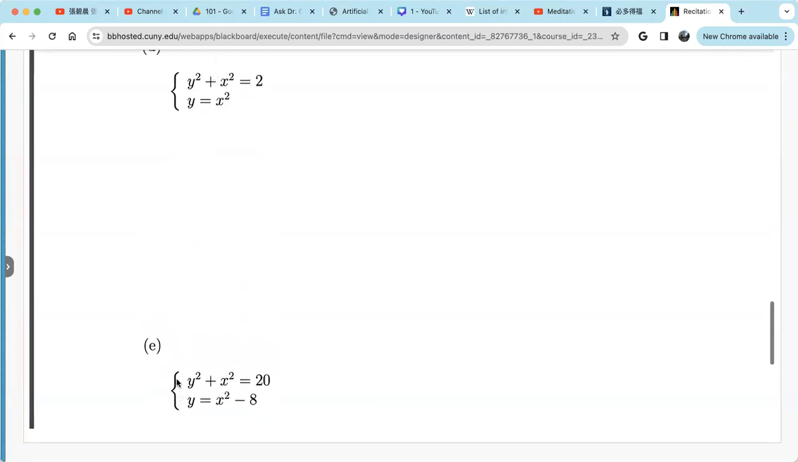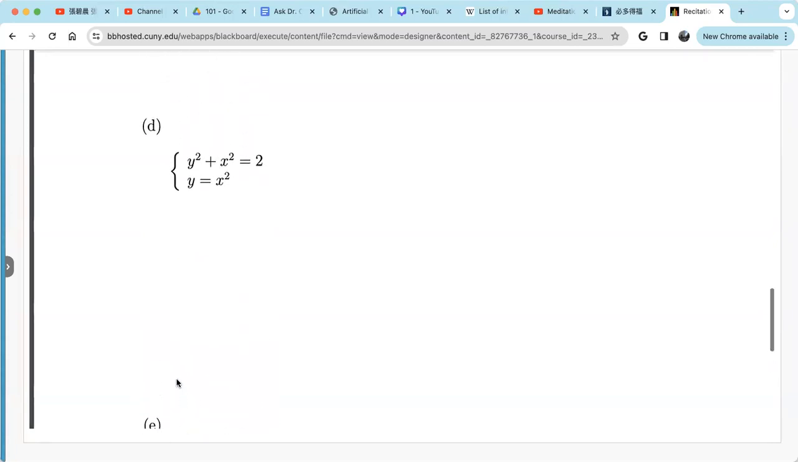Let's say D and E. D, the first one is the circle, right? Circle with radius of square root of 2. And the second one is quadratic. So, how do we do this?